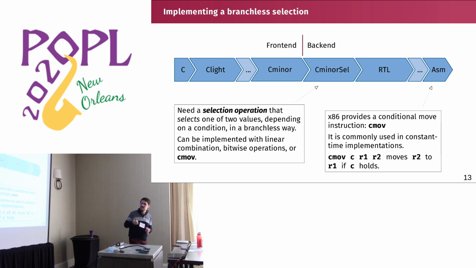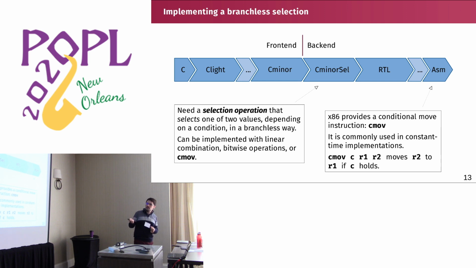The x86 CMove, which stands for conditional move, is an instruction which is commonly used in cryptographic implementations, and which has a very simple semantic that I give informally here. The semantic of a CMove for condition C and two integer registers R1 and R2.